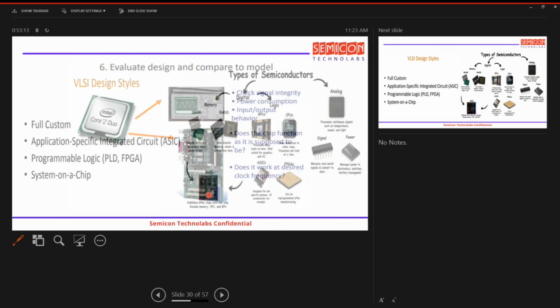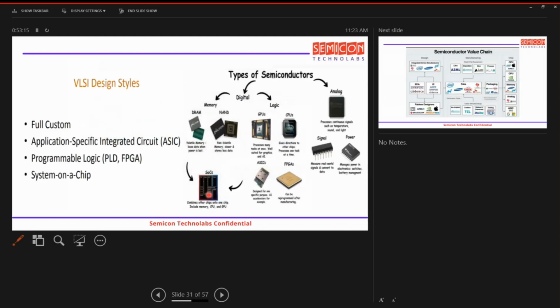Okay, and then different VLSI styles are there. Digital and analog, right? And then again in digital we have memory related and logic related. Again in logic we have ASIC, FPGA, SOCs, right? Now mainly physical design, right?